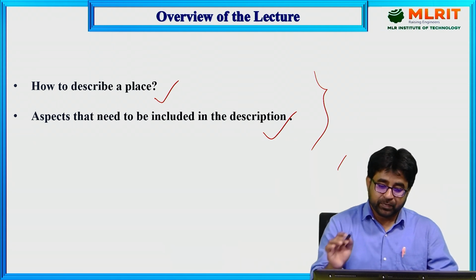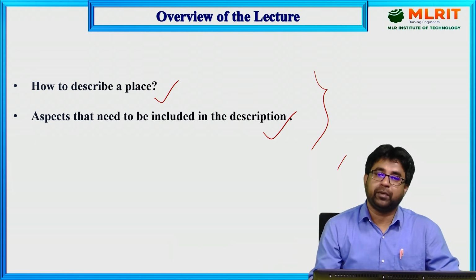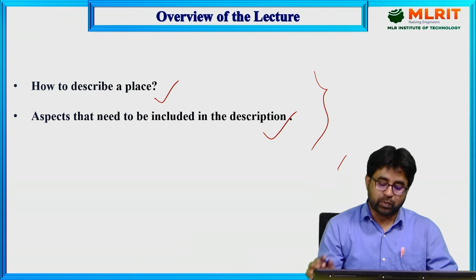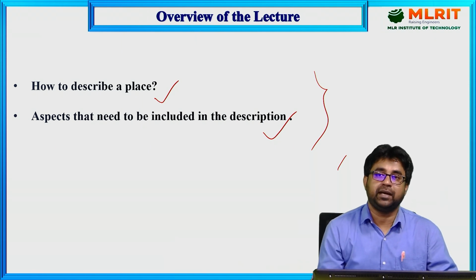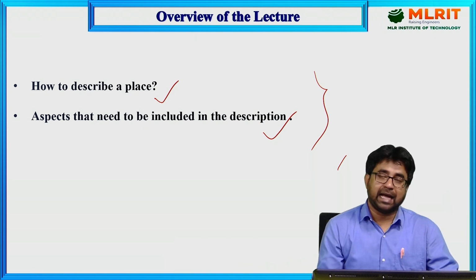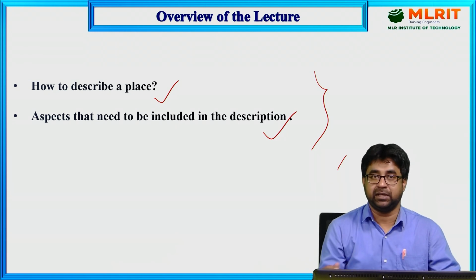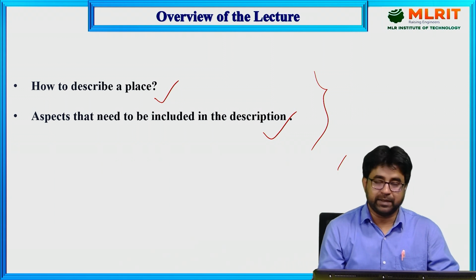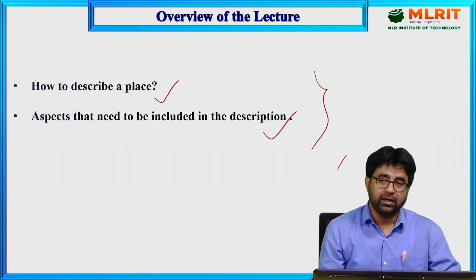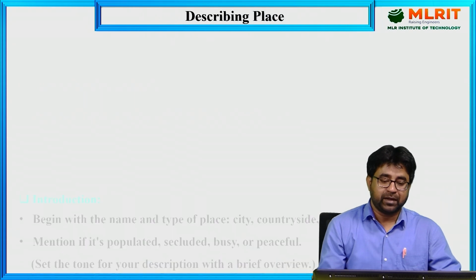So this particular lecture will give you an idea about all those things: what information should be included in a description of a place, what components, aspects and factors need to be included, and how they should be arranged. So these two things would be covered in today's lecture. Without further delay, let's move into the main part of the lecture, describing a place.